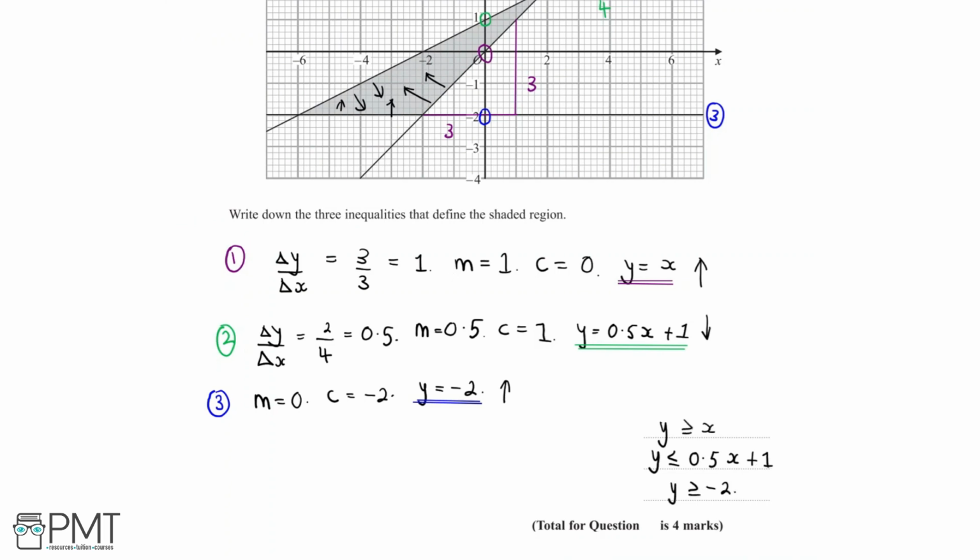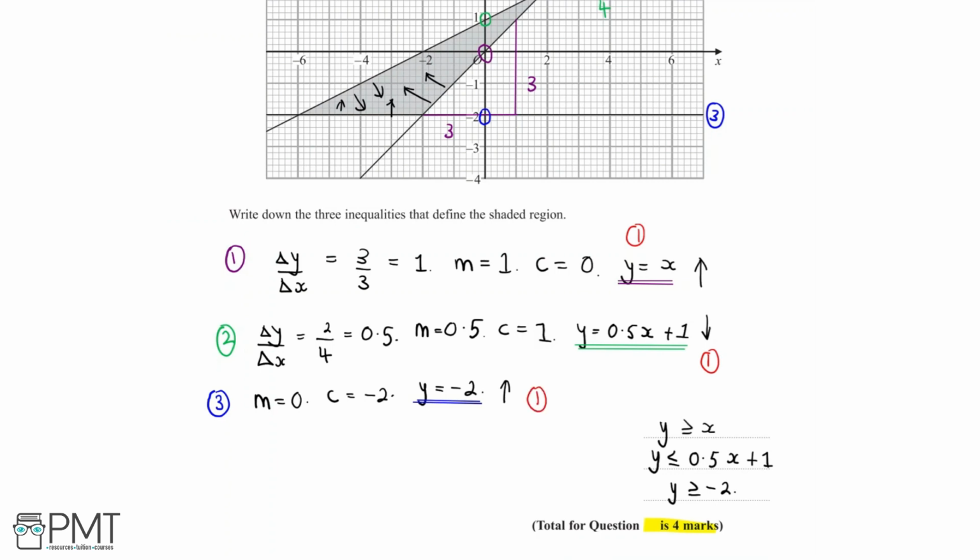Now this question is worth 4 marks, so let's take a look at where these marks are allocated. The first mark is for finding the equation of the line y equals x. The second mark is for finding the equation of the line y equals 0.5x plus 1. And the third mark is for identifying the equation y equals minus 2.